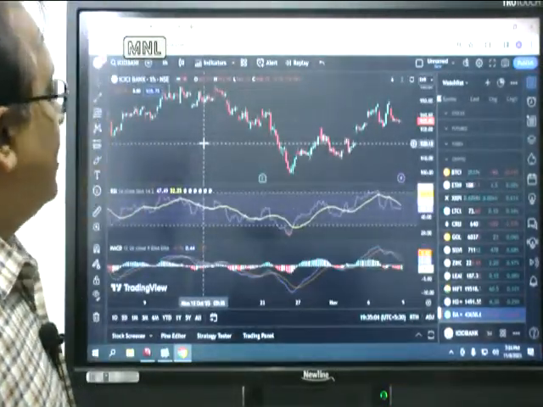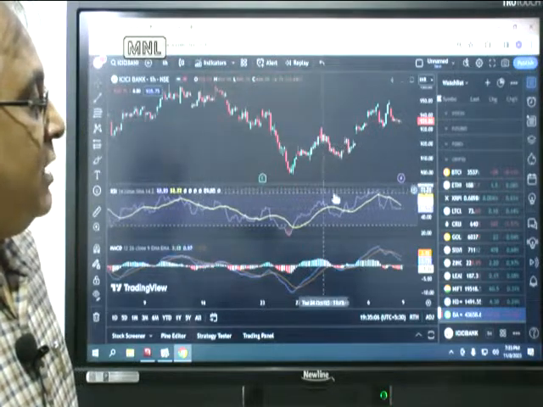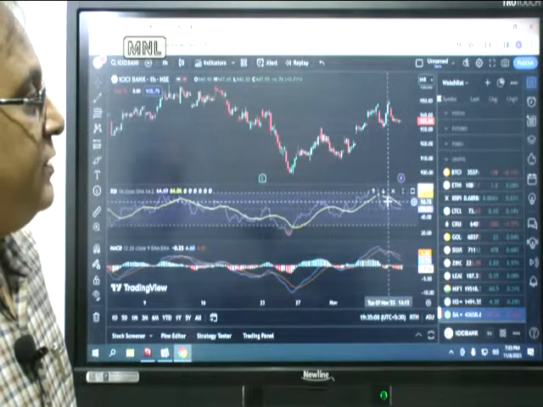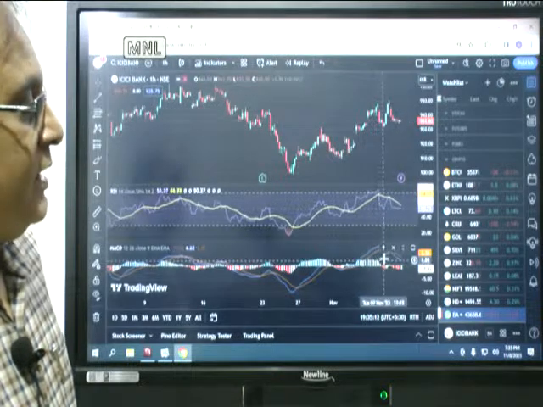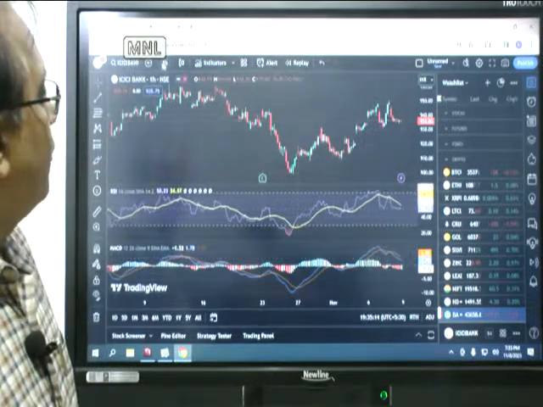Okay, now the hourly chart. Look at the hourly chart. There is a divergence. RSI divergence is there on the new top. MACD divergence is also there. So let's look at the daily chart.